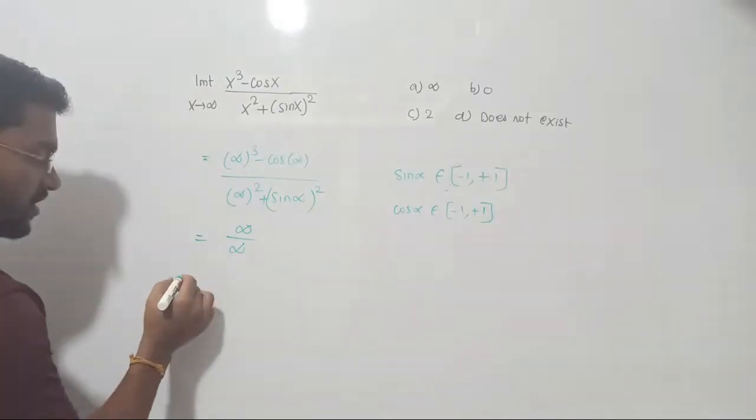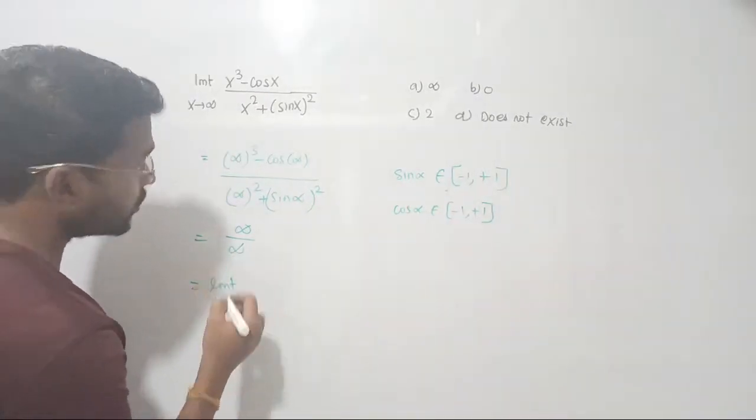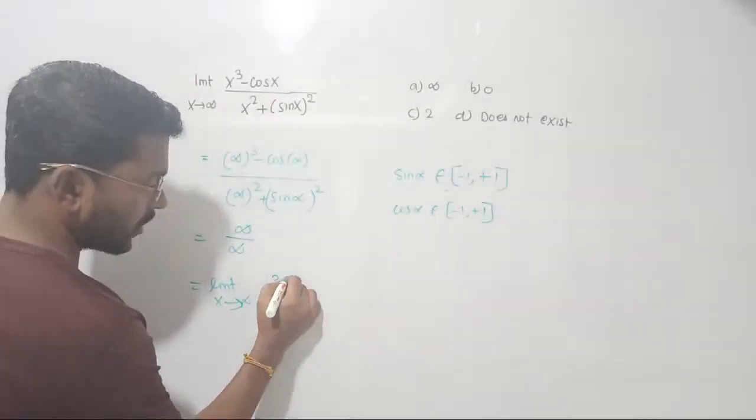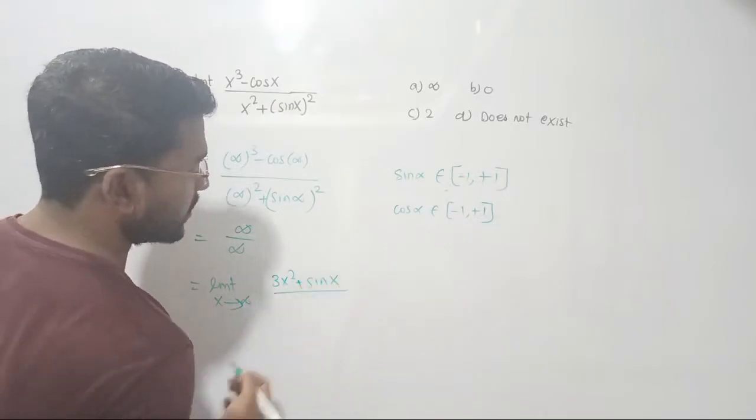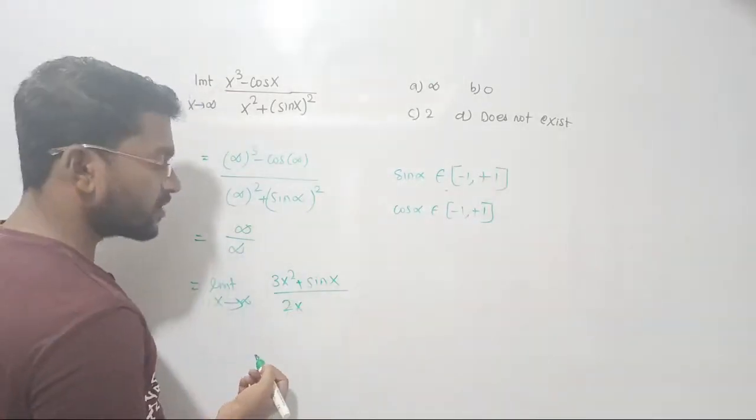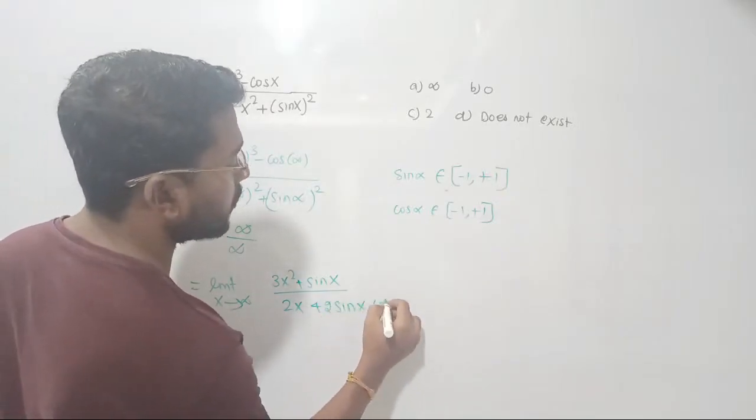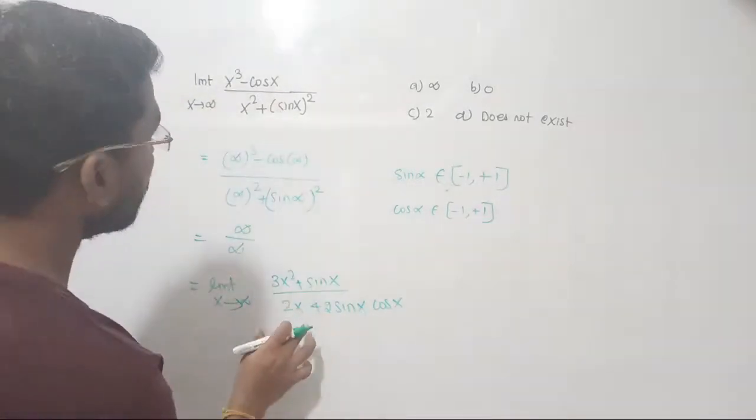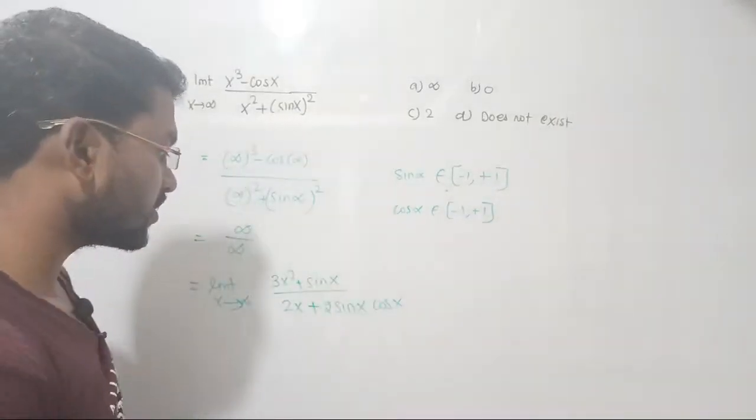In order to solve this one, take this function once again, limit x approaching infinity. Differentiate the numerator separately, differentiate the denominator separately. Numerator differentiated, I am getting 3x square minus cos x differentiated, which is minus sin x, such that minus into minus will become plus. Denominator x square differentiated is 2x, right? Sin x whole square differentiated will become 2 sin x, with inner differentiation: sin x differentiated gives cos x.